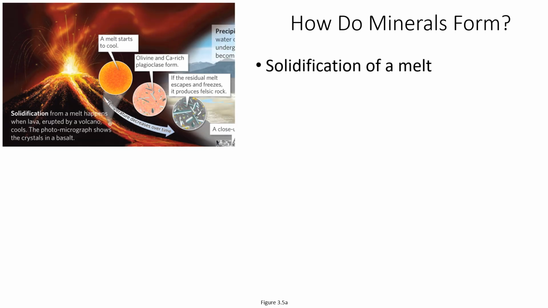One method of formation is through solidification of a melt. So as a melt, or liquid or partially liquid or molten rock, is exploded at Earth's surface through a volcano or is cooling in a magma chamber, minerals form through solidification. And the way that this happens is that they form one by one, crystallizing out of the melt. So here we have a picture of the process.